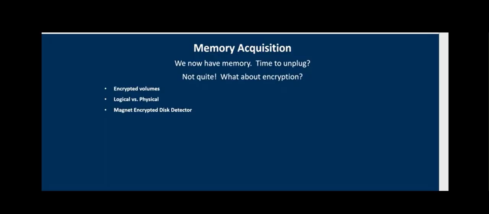Never make assumptions that you're not dealing with encryption, because it's very possible, and using encryption is an increasingly popular method for trying to hide and obfuscate evidence. Always check. One of the ways that you can do that is using another free tool made by Magnet. It's called Encrypted Disk Detector. This is another tool that you could have on a USB device that would allow you to run and check to see if there are encrypted volumes.